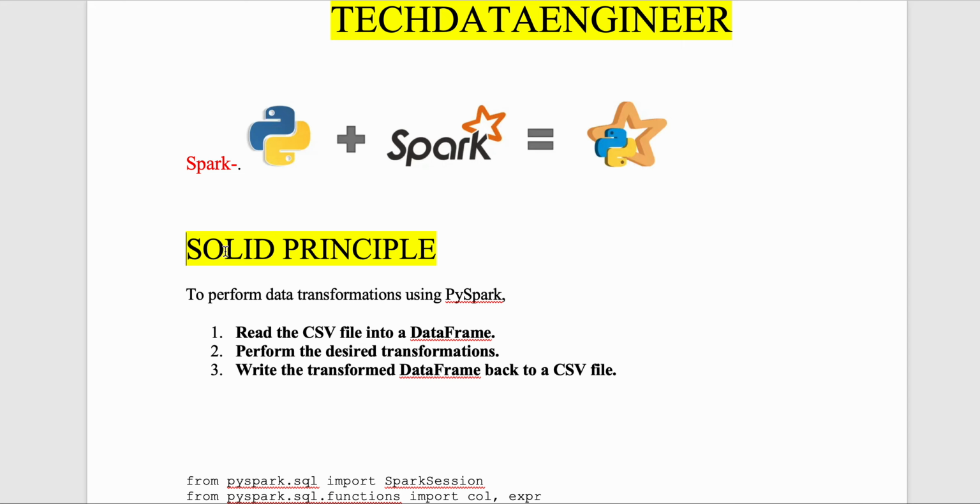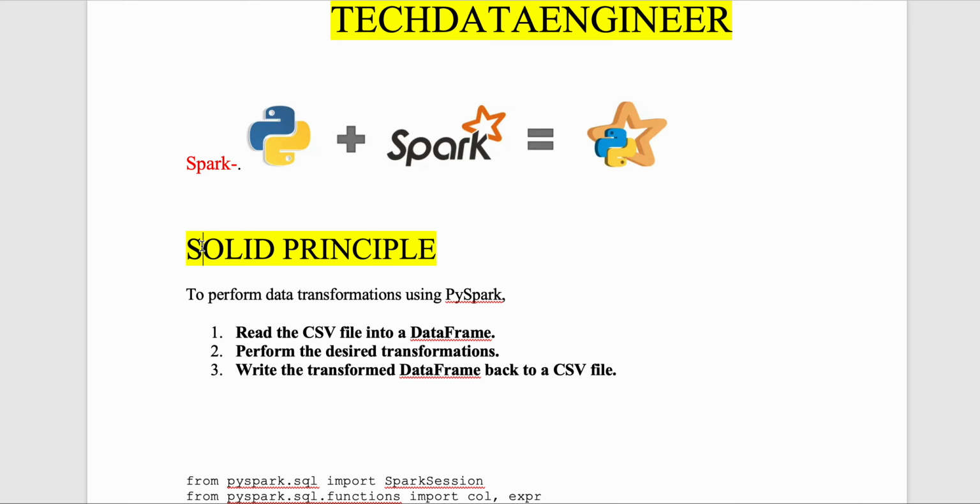Okay, so first we'll talk about the S, which stands for single responsibility principle. What it basically tells is that each function or class should have only one reason to change, meaning it should only have one job or responsibility. So what it wants to say is that each function or class should have only one reason to change.